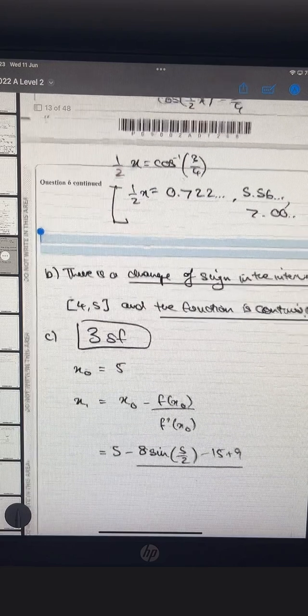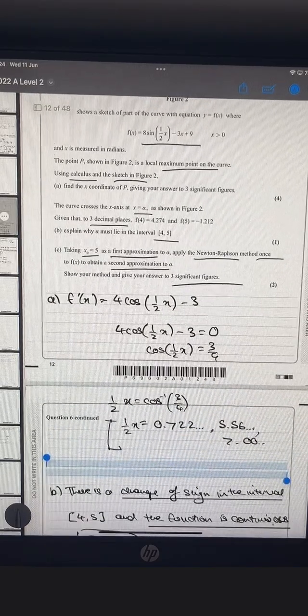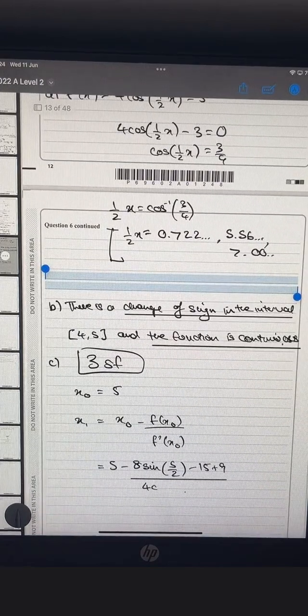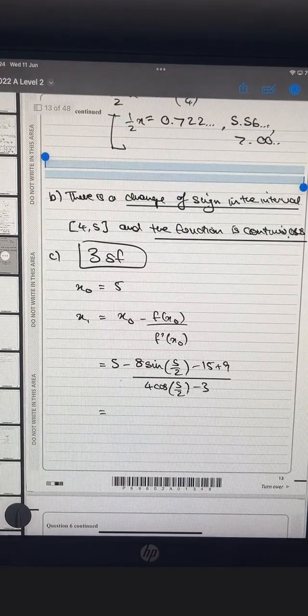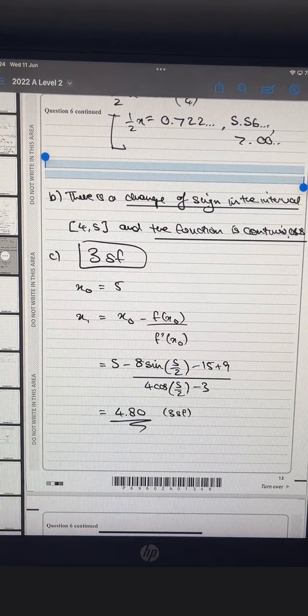Well, I've already differentiated. Do we need to memorize? No, you don't. It is in the formula booklet, Ella, so don't worry about that. And then I'm doing the derivative, which is given over here, so that's just 4 cos 5 over 2 x minus 3, 5 over 2 minus 3. And if I put this into my calculator and round to 3 sig figs, I get 4.80 to 3 significant figures. So this is, I'm doing the Edexcel 2022 paper 2.